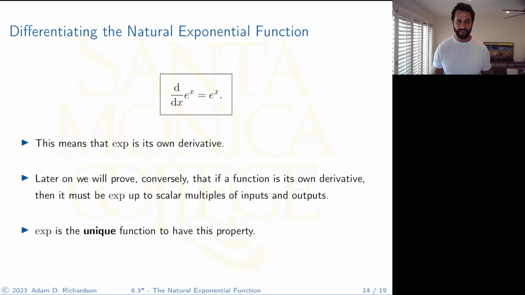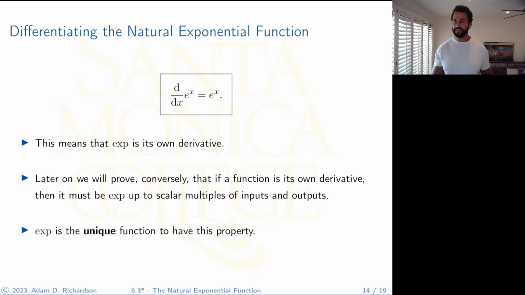In fact, that's what I say right here. The exponential function is its own derivative. And we're also going to see in the future that if you have this property, as in if you've got a function that is its own derivative, then it must be the exponential function, except maybe multiplied by a scalar, maybe on the input or the output multiplied by something. But this function is the unique function that has this property that is its own derivative. And if you've got a function that is its own derivative, it is this function up to scalar multiples. So that's a pretty amazing result.